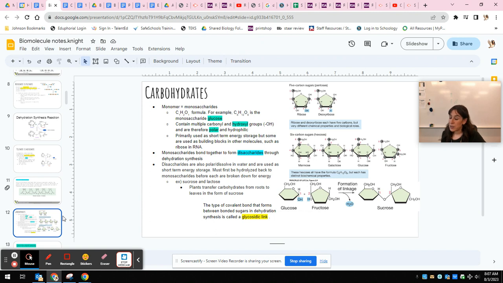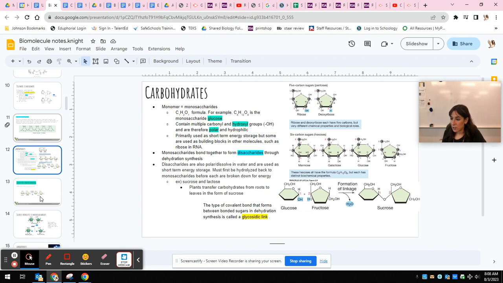Disaccharides have similar properties to monosaccharides. They're still polar. They get hydrolyzed into monosaccharides, and then those monosaccharides can be used for energy. Examples of disaccharides would be sucrose and lactose. Sucrose is table sugar, and lactose is milk sugar made in mammals to feed their young.